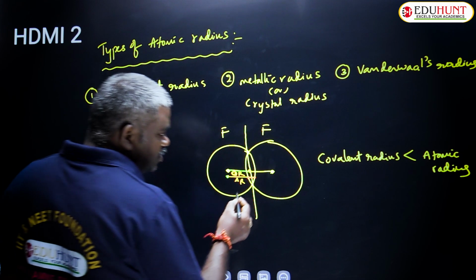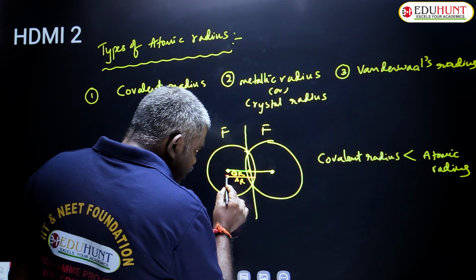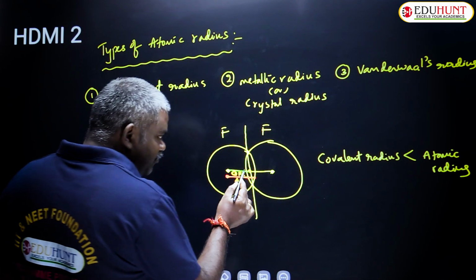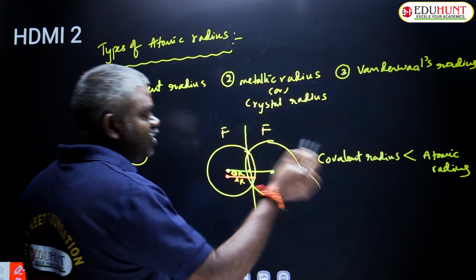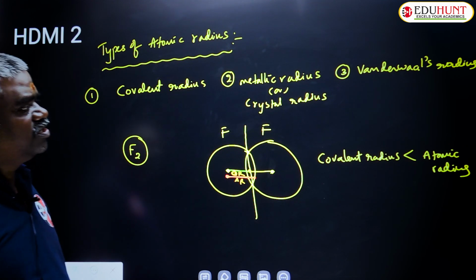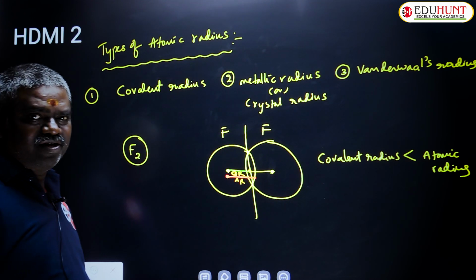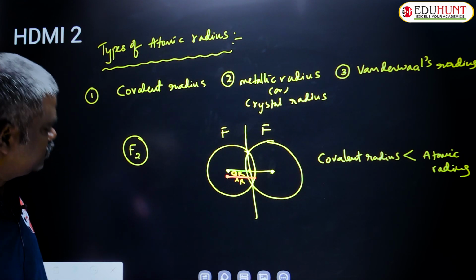Understood? From here to here, it is atomic radius. From here to here, it is covalent radius. Which is more? Atomic radius is more. The atomic radius is always greater than the covalent radius. Covalent radius is less than atomic radius. This is the first point.